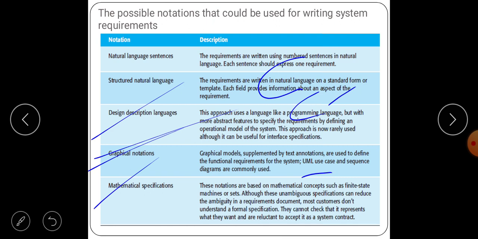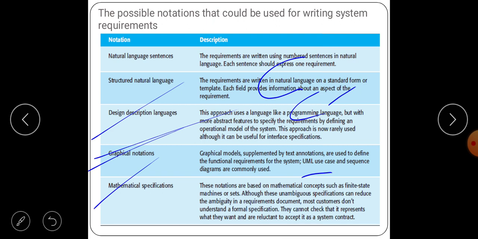Next, mathematical specification. These notations are based on mathematical concepts such as finite state machines or sets. Means these notations are based on mathematical concepts such as finite state machines or sets. Okay, means using some mathematical notation we are going to show the finite state machines and states.